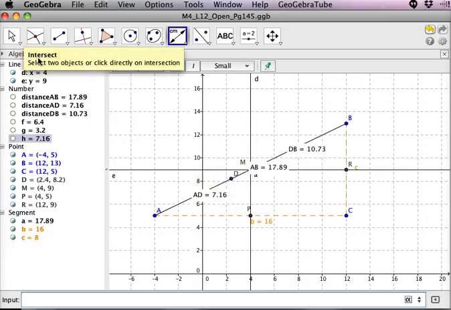So I think that finishes up example 1 on pages 148 to 149. All right, we'll be back with another one again soon.